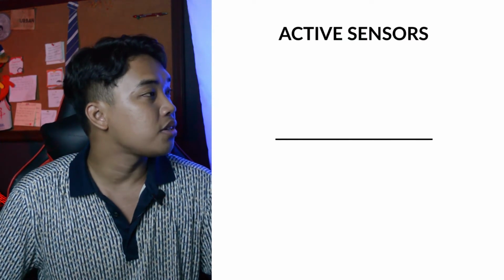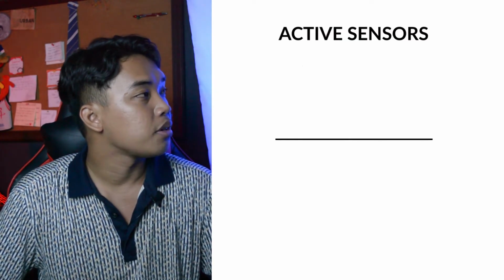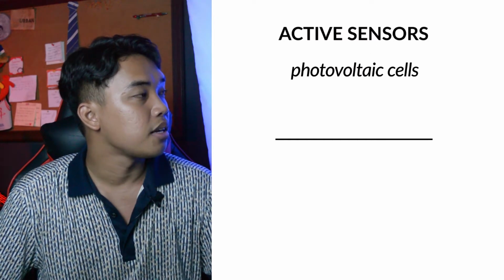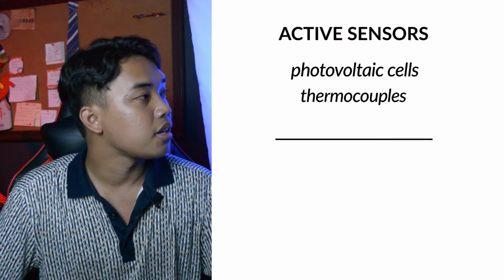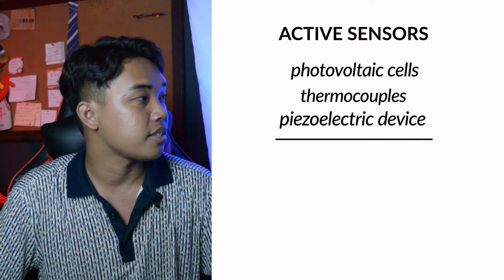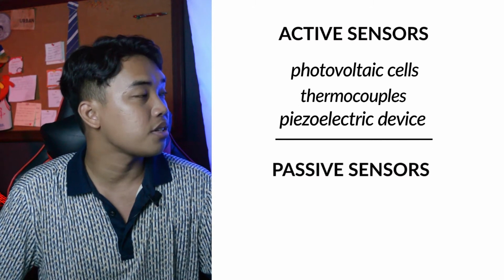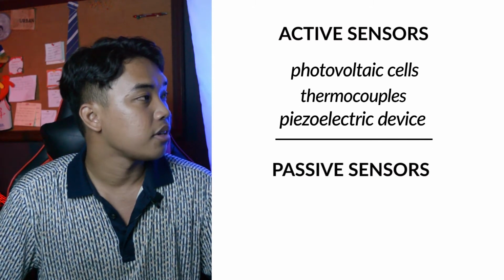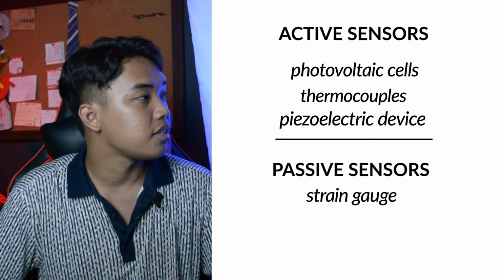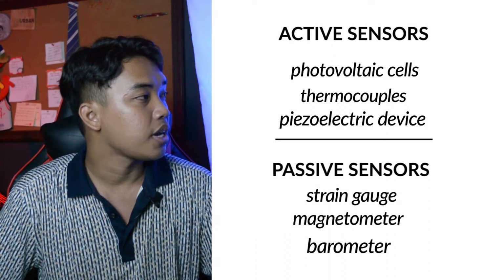Now, let's try to classify these sensors according to their classification. For active sensors, we have photovoltaic cells, thermocouples, and piezoelectric devices. For passive sensors, we have strain gauges, magnetometers, and barometers.